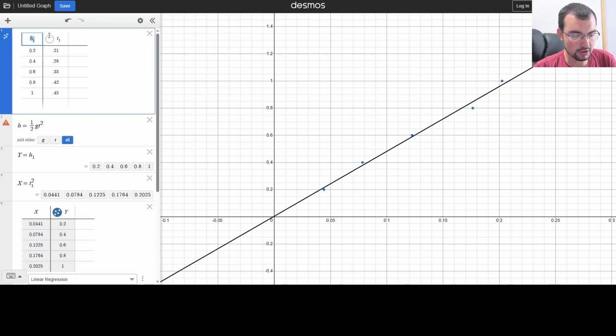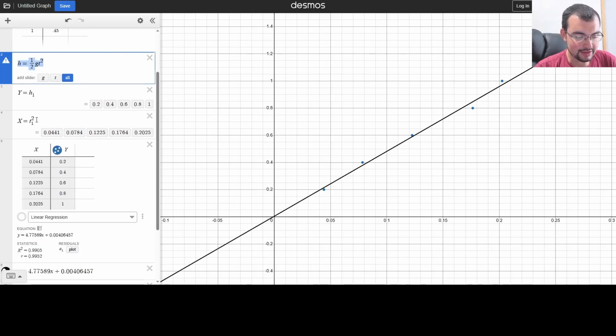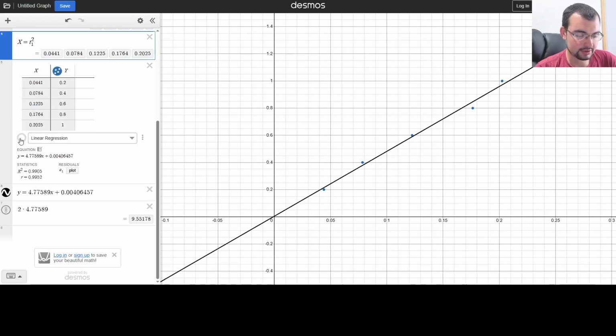So again, step 1, do the raw data, rename it, and make sure you have subscripts on these or Desmos won't recognize them. Then it might help to just have your model here so you know. Then define your new y and your new x, make a new table, do the regression, and solve for the quantity of interest.